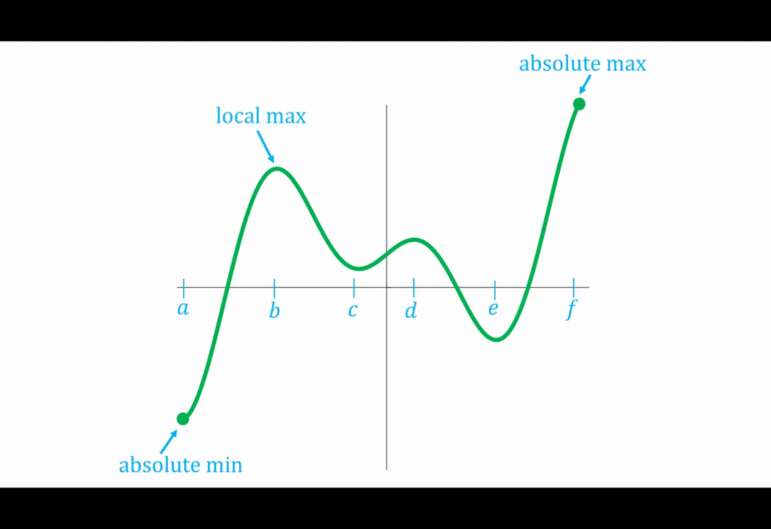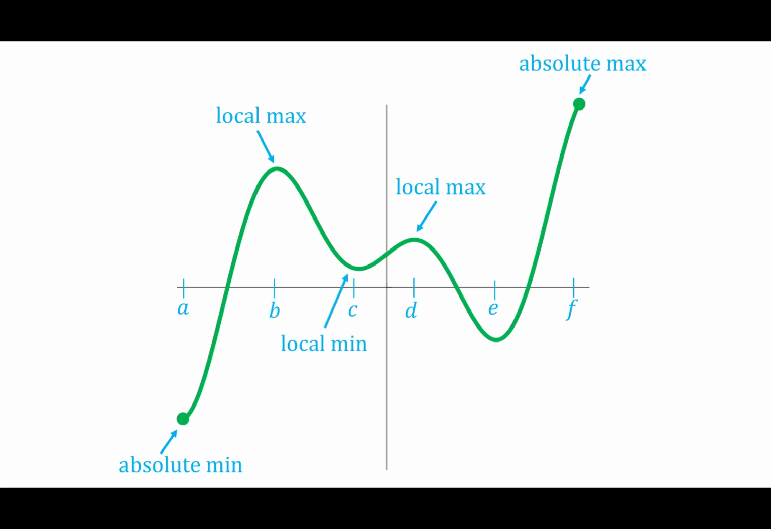Next we have a local maximum at b, because f of b is greater than or equal to f of x near the number b. Near the number b means if you go a little bit to the left of b and a little bit to the right of b, and we look at that interval containing b, then f of b is greater than or equal to the function values on that little interval. We also have a local maximum at d for the same reasons why we have a local maximum at b.